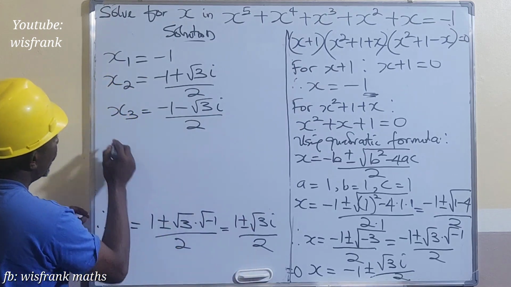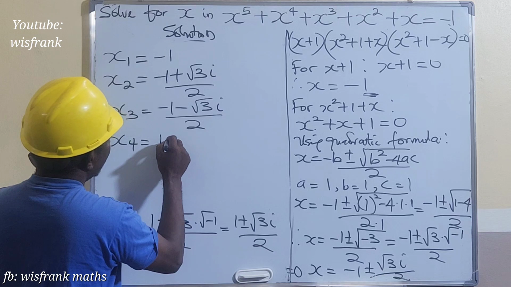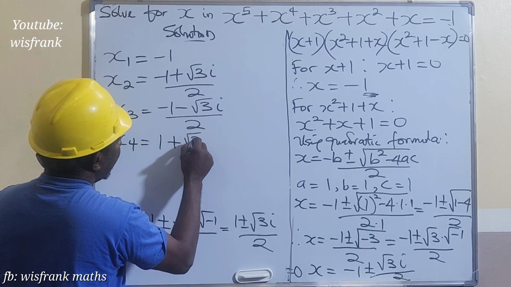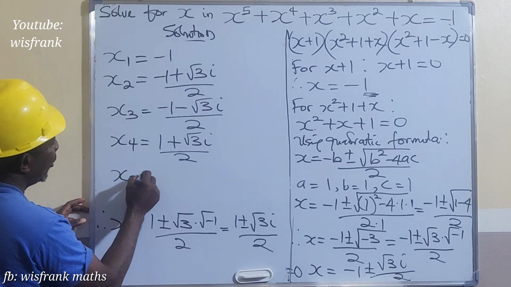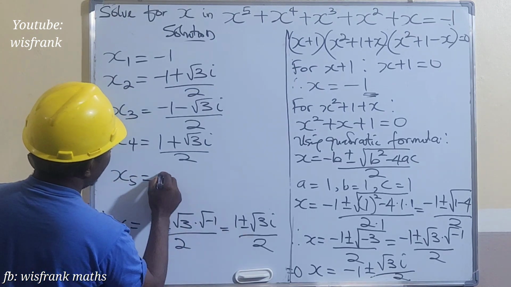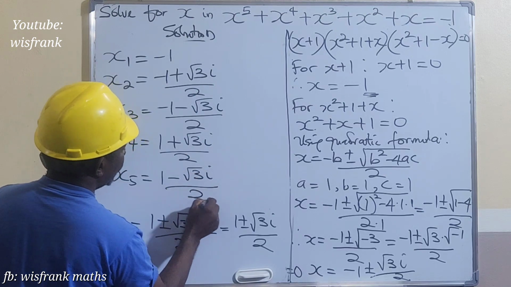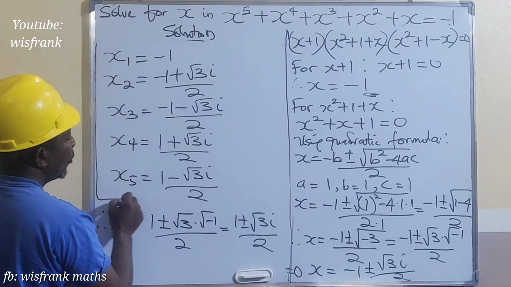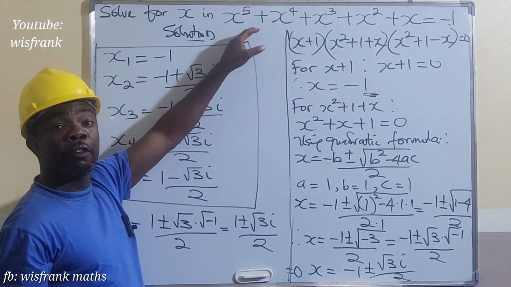Then from here, we take x4, which equals (1 + √3 i) / 2. Then we take x5, which equals (1 − √3 i) / 2. So these are the solutions of x that we've gotten from the question.